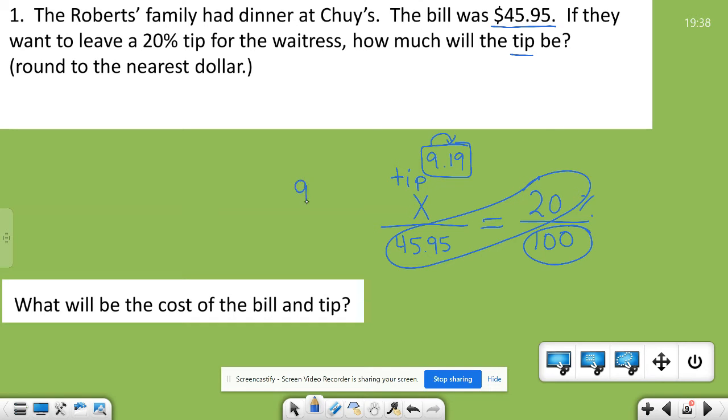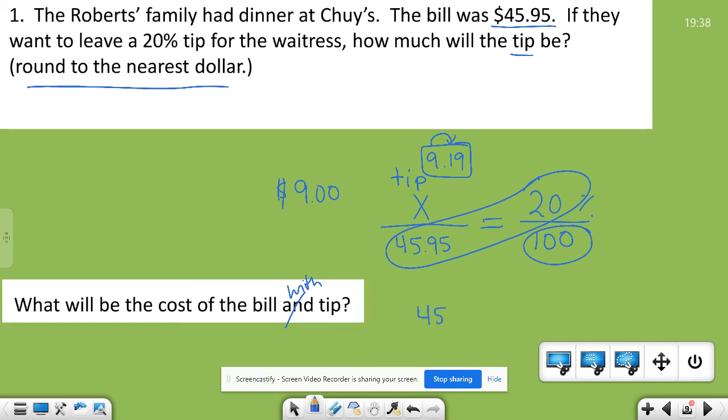So the tip that we're actually going to leave is a little less than 20%, because we're wanting to round to the nearest dollar. So what will be the cost of the bill with the tip? That should say with the tip.